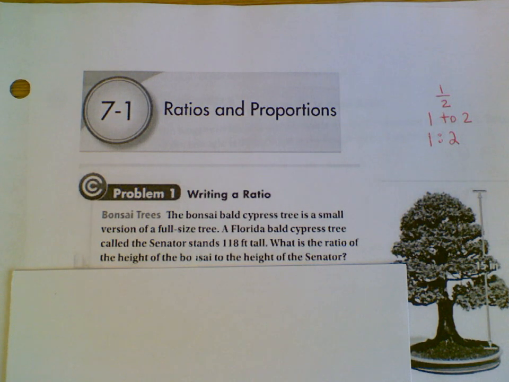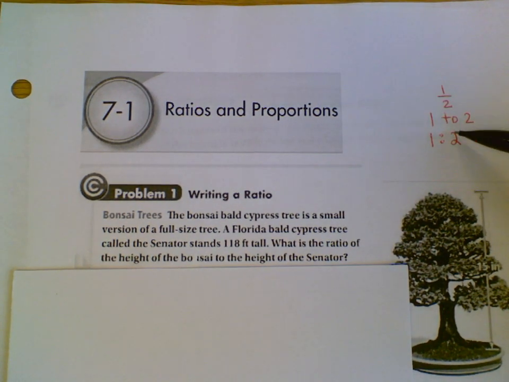Okay, so we're starting a new unit that's talking about similarity. So before we can start talking about similar figures, we have to review ratios and proportions. If you remember, a ratio will look like this, where you're comparing two numbers. These are the three different ways you can write a ratio: 1 to 2 as a fraction, 1 to 2 with the word, or 1 to 2 with the colon.